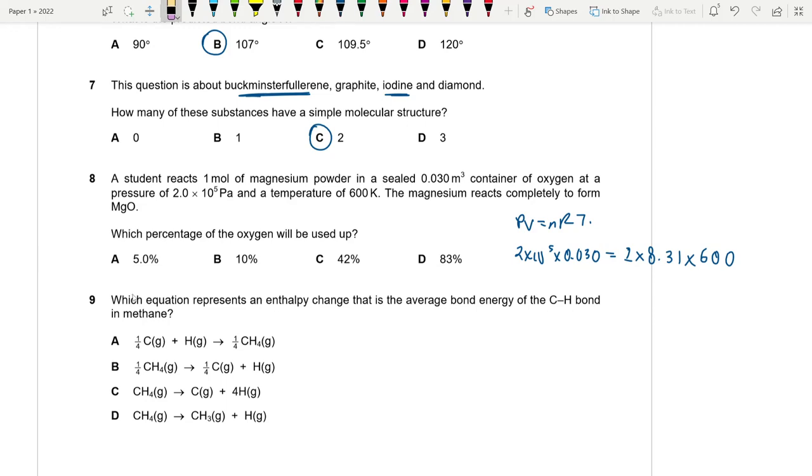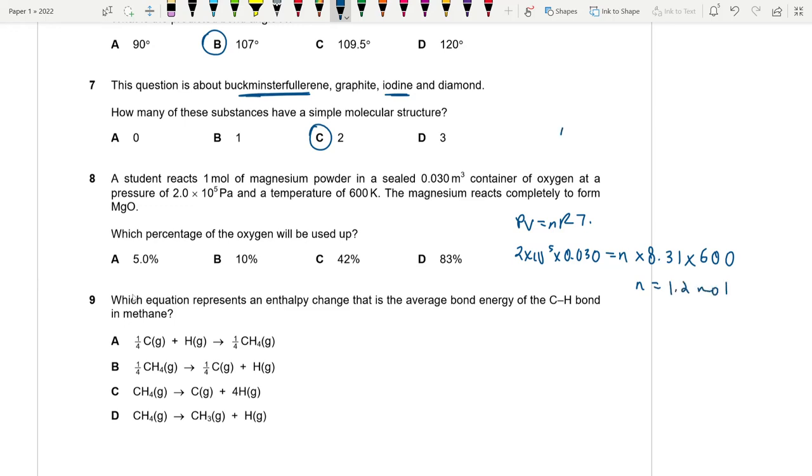Okay, wait. 1 is the moles of magnesium powder, so we can't use 1. We're going to use n. Let's find out n. 2 into 10 power 5 into 0.03 divided by 8.31 divided by 600 gives us an answer of n is equal to 1.2. We have 1.2 moles of oxygen.